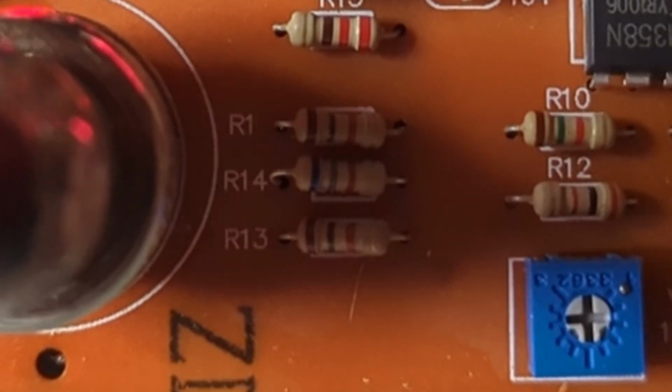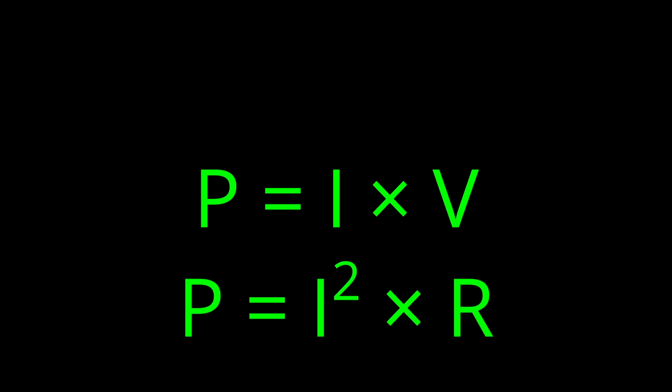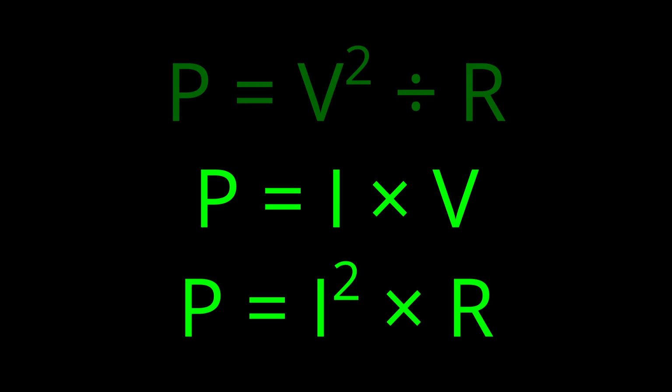There's an easy way to check that your design is safe. For any electrical component, the power dissipated is simply current times voltage, or P equals I times V. In a resistor, we can use Ohm's law to get 2 useful variants of the power equation. P equals I squared times R, and P equals V squared divided by R. All 3 equations can be useful when selecting resistors.